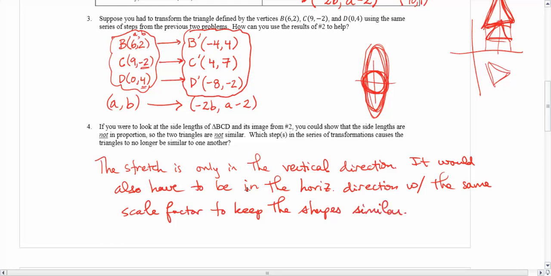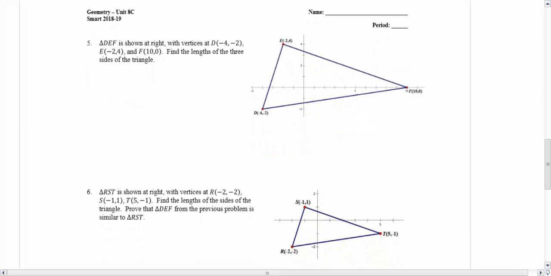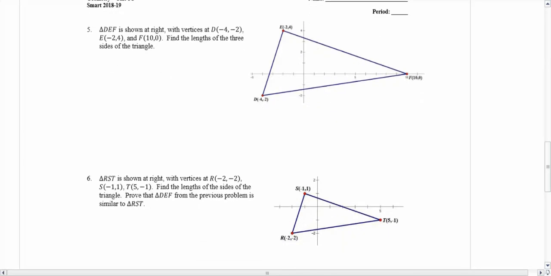All right. Okay, let's look at the next part. Number 5. Okay, so we got this triangle here, vertices labeled. Find the lengths of the 3 sides. So I'm going to do that by making some slope triangles, which hopefully you're getting used to by now. So here we go. Across, up, across, down, or up, I guess that way.